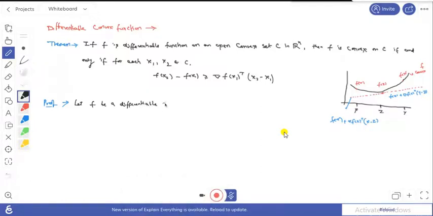Differentiable convex function is defined on set C, and that set C is also convex. If we take any two points, suppose x1 and x2, that belong to set C, and here we take the parameter theta, which lies between 0 and 1.